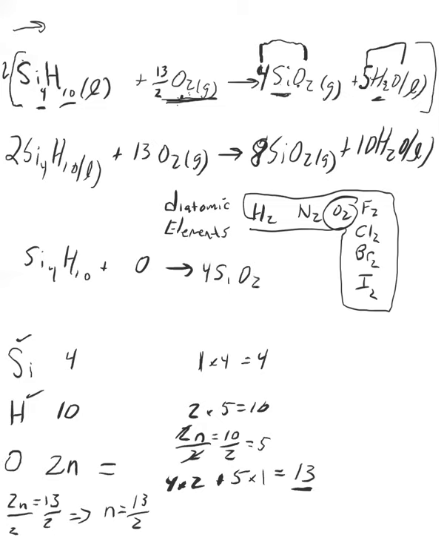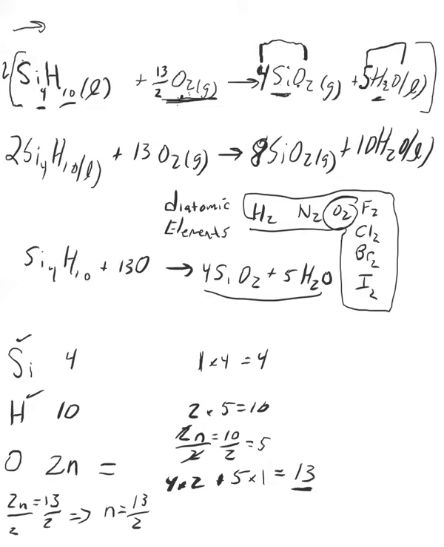If oxygen were a monatomic element, if it was just O, it'd be easier to balance. Not a lot easier, but a little bit easier, because you would balance the silicon and the hydrogen just like we did. And then you'd say, hey, we got 13 over here. So we would just put 13 there, and we wouldn't have to worry about the fraction.